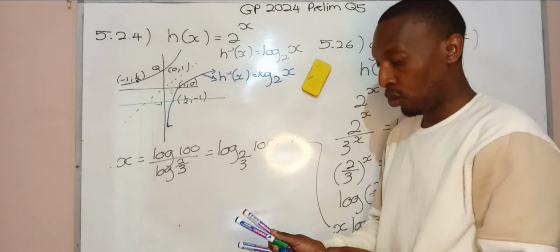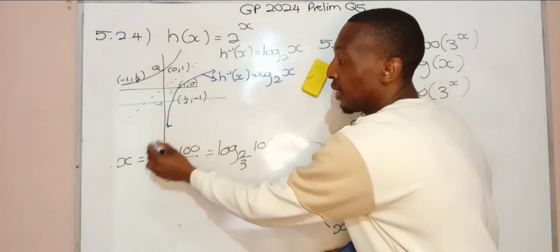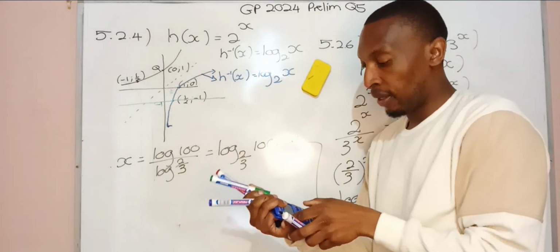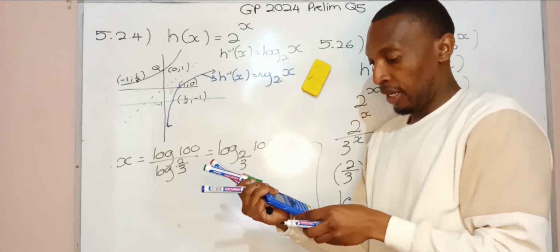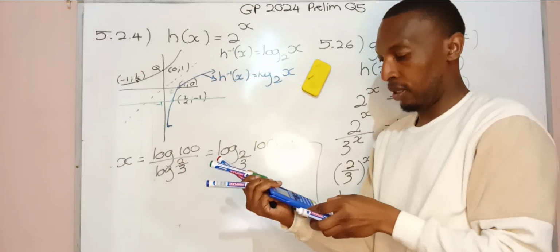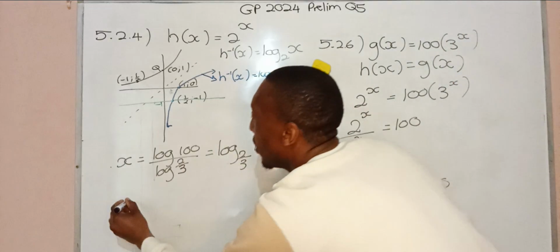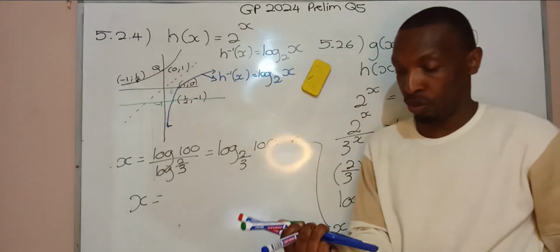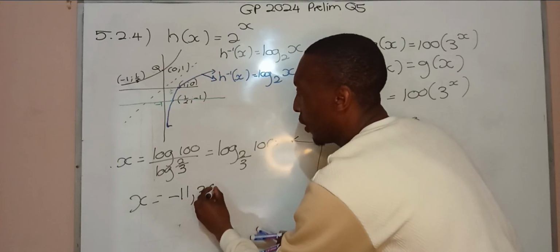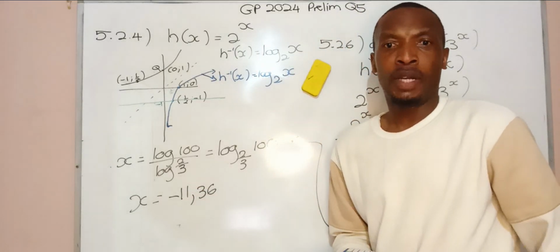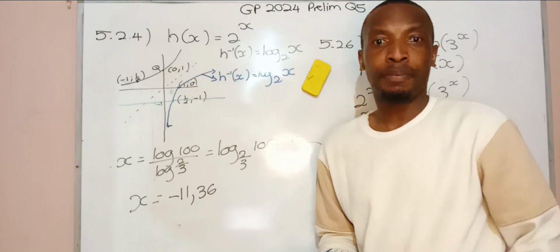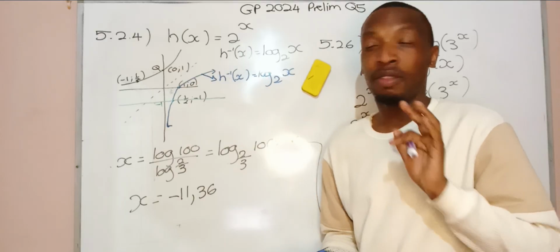You can enter that on your calculator, either as it is here, or you can enter it like this. It matters not, it will give you the same answer. So log base 2 over 3 of 100. It means that my x is equal to, if I round that off to 2 decimal places, negative 11.36. That is my value of x. That's 5.2 done. Let's move on to question 5.3 now.